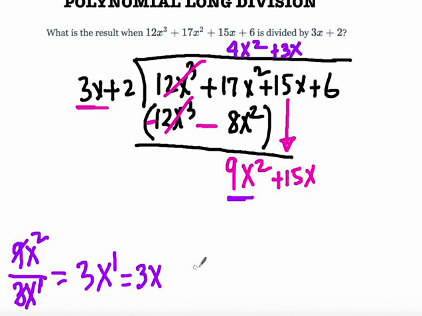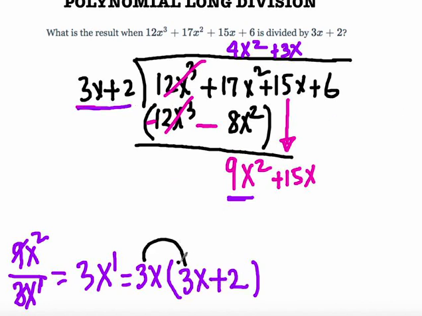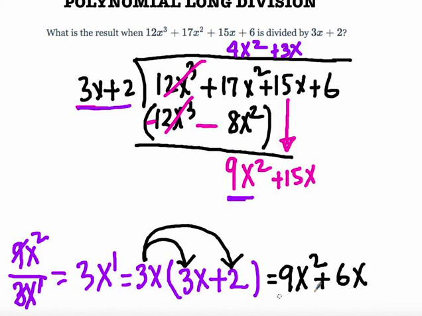Now once we know this is 3x, we will take this and multiply it by the divisor, which is 3x plus 2. Okay, this is the divisor. So we keep on multiplying. This times this gives us 9x squared. This multiplied by this gives us 6x. Now where do we put that? The 9x squared goes right under this 9x squared, and the 6x goes right under this 15x.